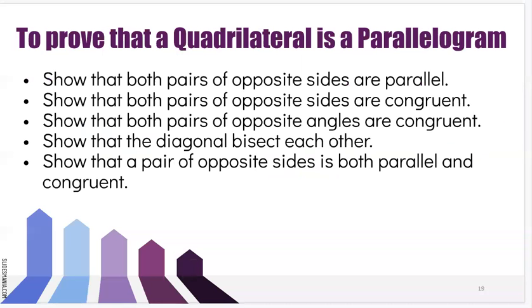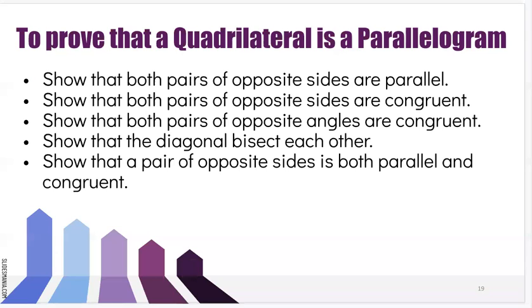So here are all the things that you need. If you can show any one of these 5 things, then you can say that a quadrilateral is a parallelogram. If you can show that opposite sides are parallel, if you can show that opposite sides are congruent, if you can show that opposite angles are congruent, or if you can show the diagonals bisect each other, or if you can show that at least one pair of opposite sides are both parallel and congruent, then you can say that whatever your quadrilateral is, it is a parallelogram.